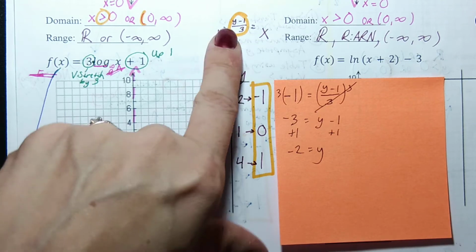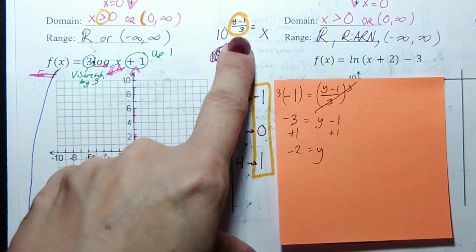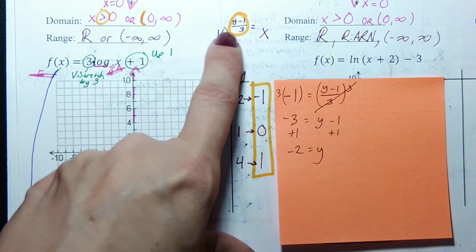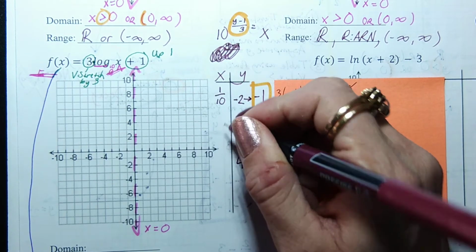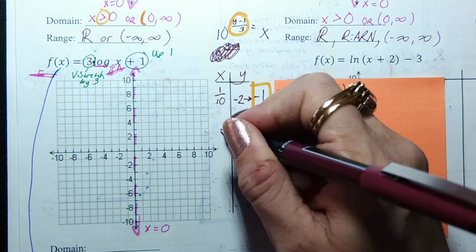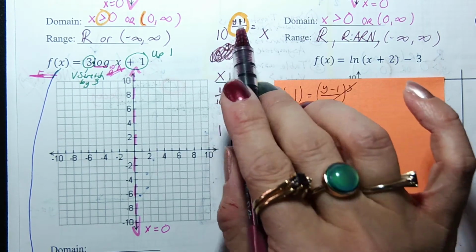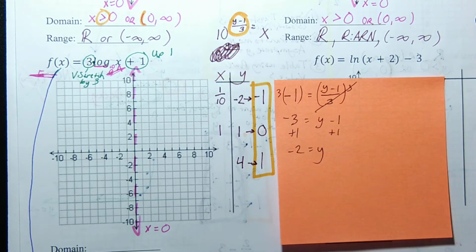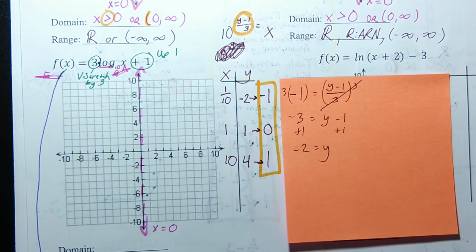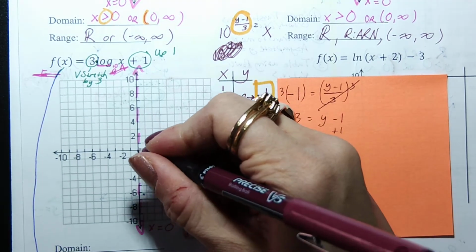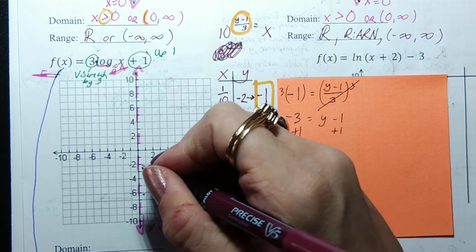Then our next one. 1 minus 1 is 0. 0 divided by 3 is 0. What's 10 to the 0? 1. Then 4 minus 1 is 3. 3 divided by 3 is 1. What's 10 to the first? 10. All right, so 1 tenth, negative 2, so just a titch past that line.